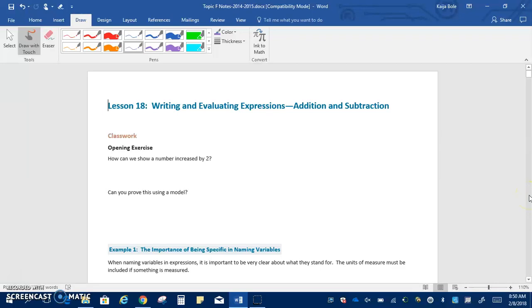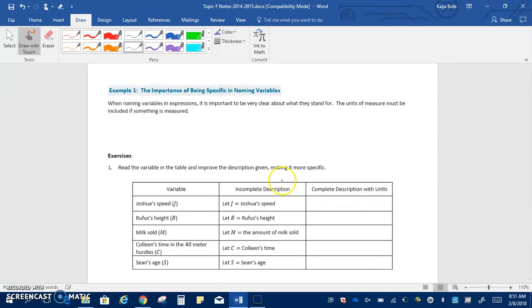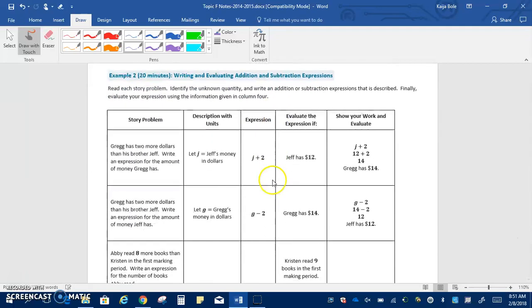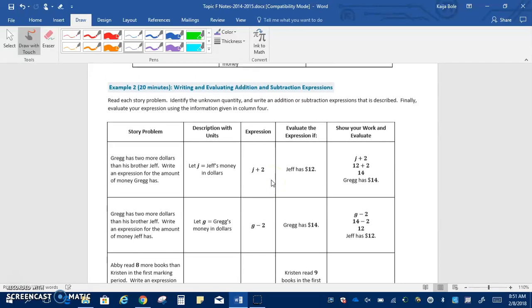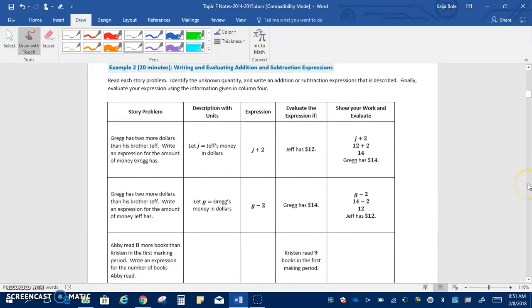Alright, so here we are on lesson 18, writing and evaluating expressions using addition and subtraction. In this topic, topic F, we're going to be writing expressions and solving for them. We're going to skip the first page and go on to the second page, and look at example 2.